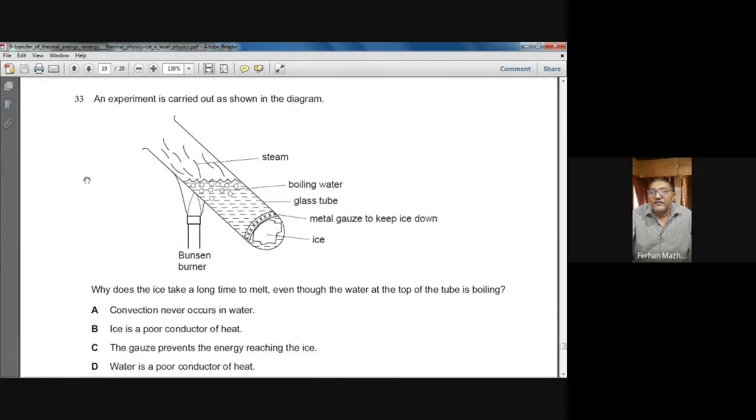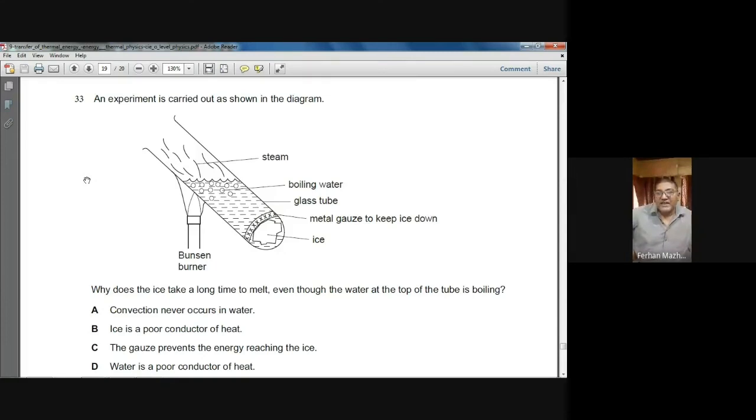An experiment is carried out as shown in the diagram. So here we have a test tube. In the test tube, we have water. The test tube is a little tilted. And on the top end, we are boiling the water with the help of the Bunsen burner. We have a metal gauze that keeps an ice cube at the bottom, preventing the ice cube from floating and coming to the top.